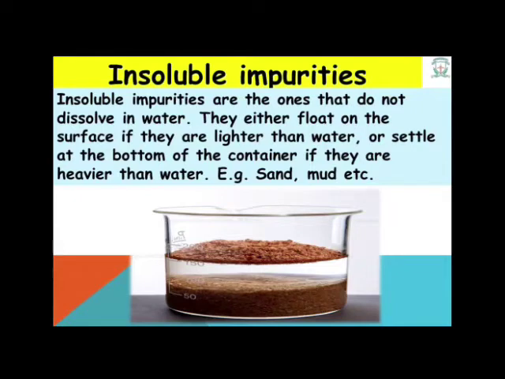Insoluble impurities. Insoluble impurities are the ones that do not dissolve in water. They either float on the surface if they are lighter than water, or settle at the bottom of the container if they are heavier than water. Examples: sand, mud, etc.